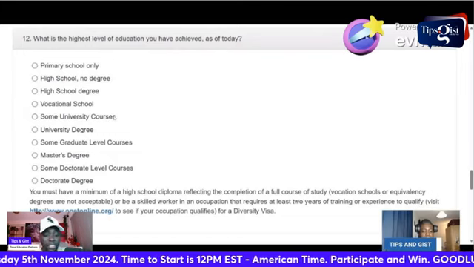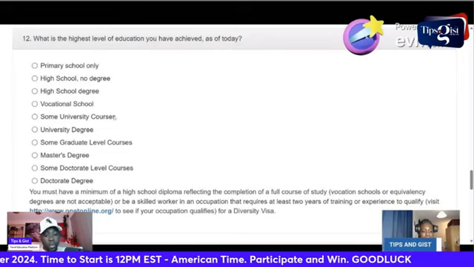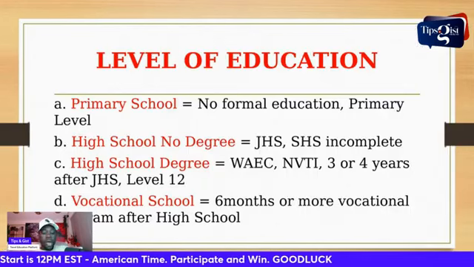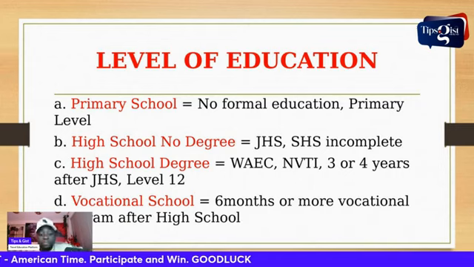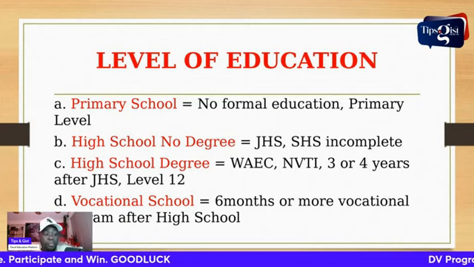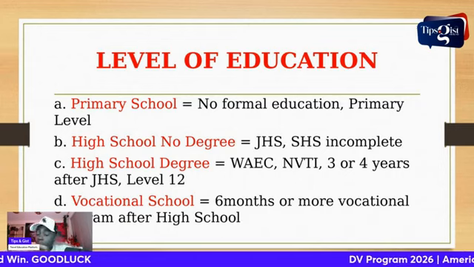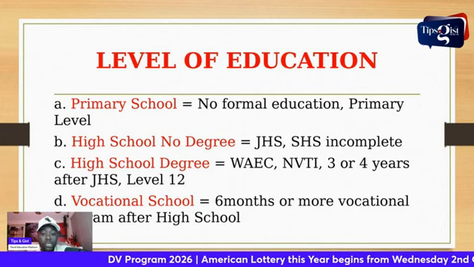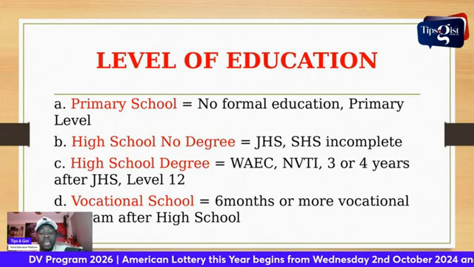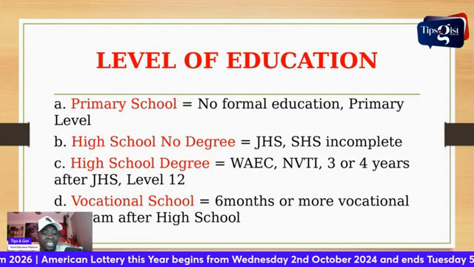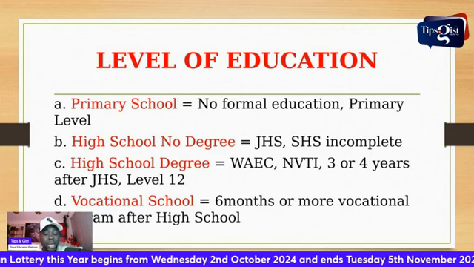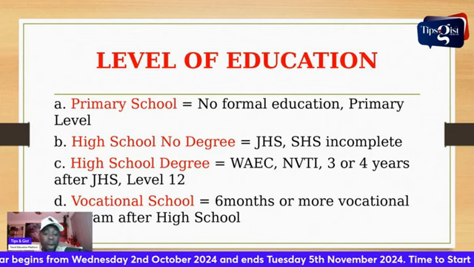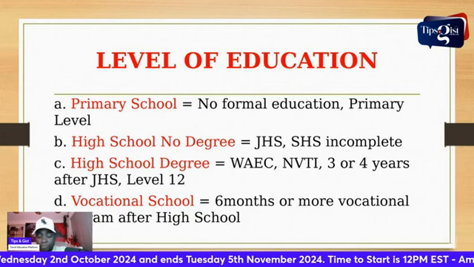Some university courses is diploma, HND, and others. So let us read through here. So a typical example is what you can see on the screen. Level of education. Primary school, it's no formal education or primary level. So those of you guys with no formal education, you didn't go to school at all, you select primary school. Or when you went from kindergarten to class 6, primary 6, you select primary level. So that is primary school. You're going to select primary school.